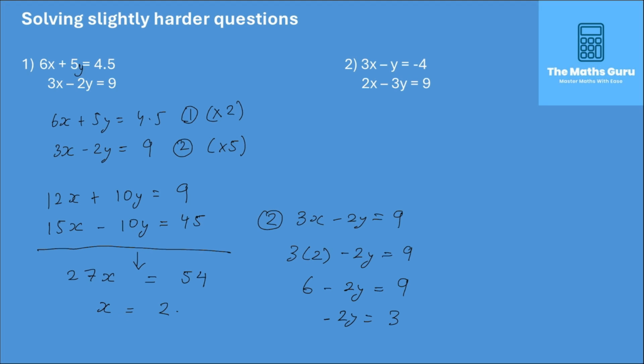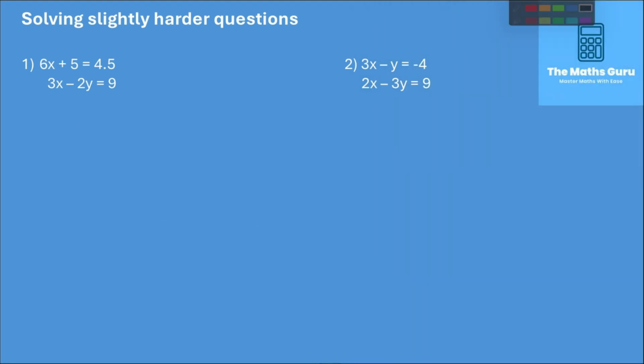Then we realize that our y is being times by minus 2, so we divide by minus 2 on both sides to obtain our y. So we get y is equal to minus 3 over 2. And this is our solution, as well as x is 2, to our harder simultaneous equation.